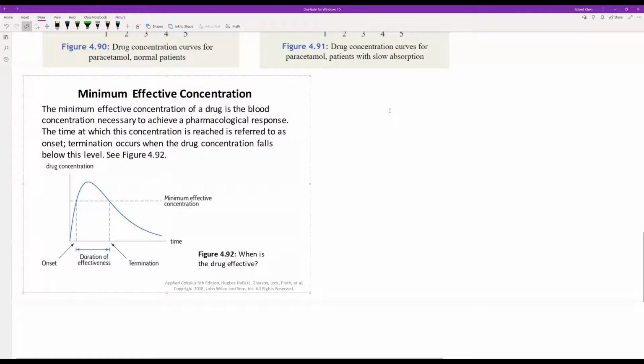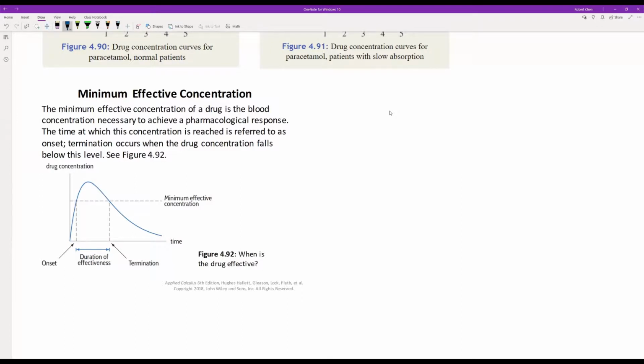All right, next we're looking at the minimum effective concentration. So basically, it just means the concentration of the drug that's necessary for that drug to achieve a pharmacological response. So how much do you need to take, and what's the time needed in order for the medication to work? Right, the time at which this concentration is reached is referred to as onset. Termination occurs when the drug concentration falls below this level.